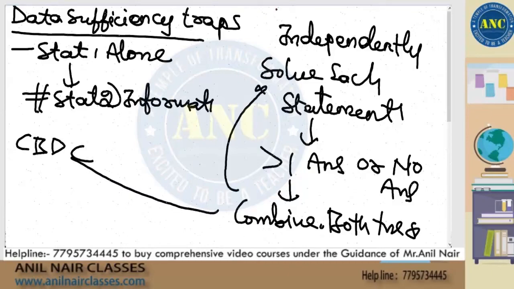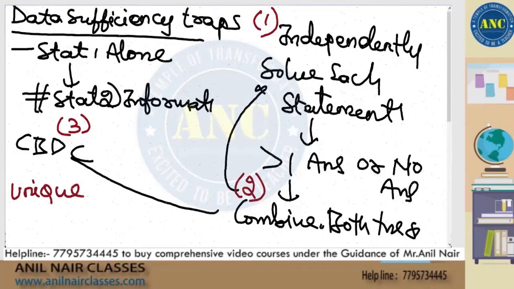This is a flow chart. You have to follow this flow chart. This is step number 1, this is step number 2 and it is step number 3. You cannot solve the question by using step number 2 without using step number 1. You should always get an answer, either a unique yes or a unique no.